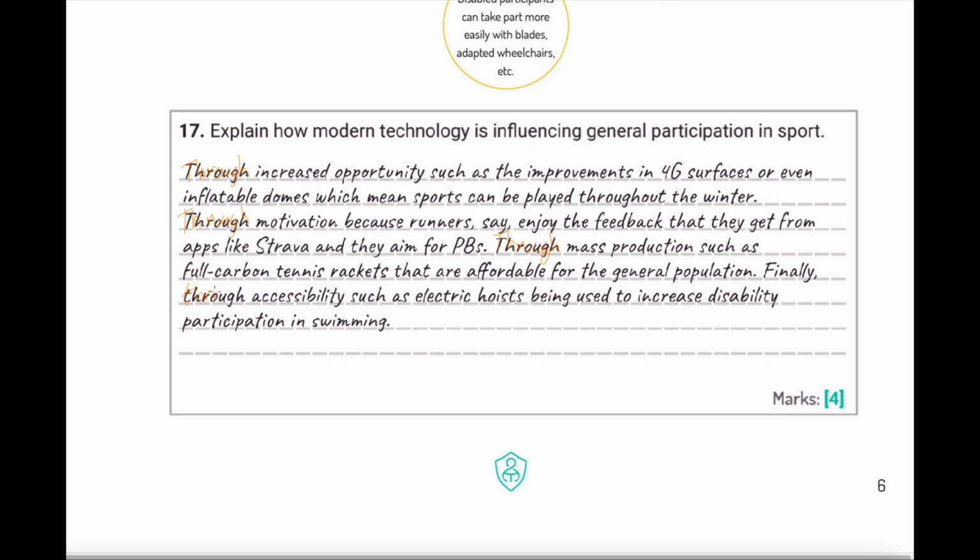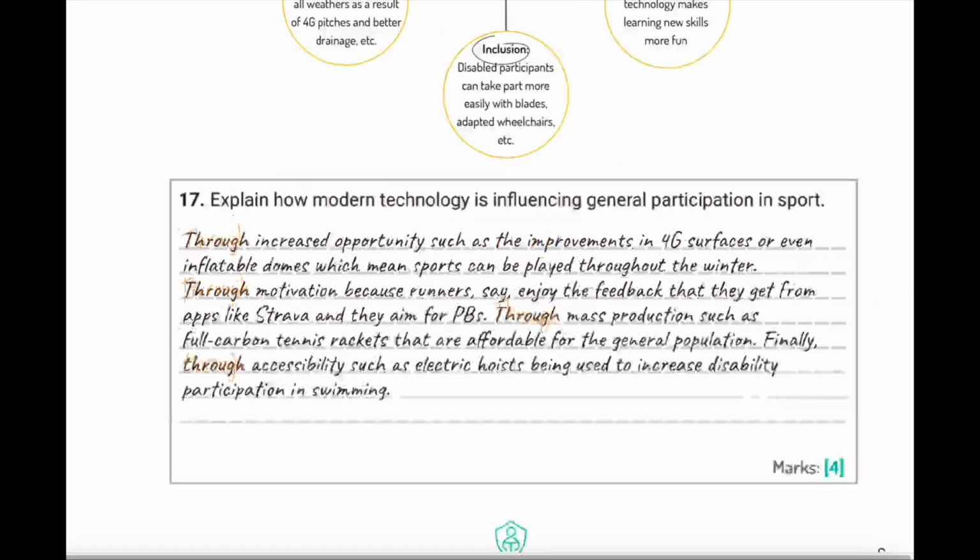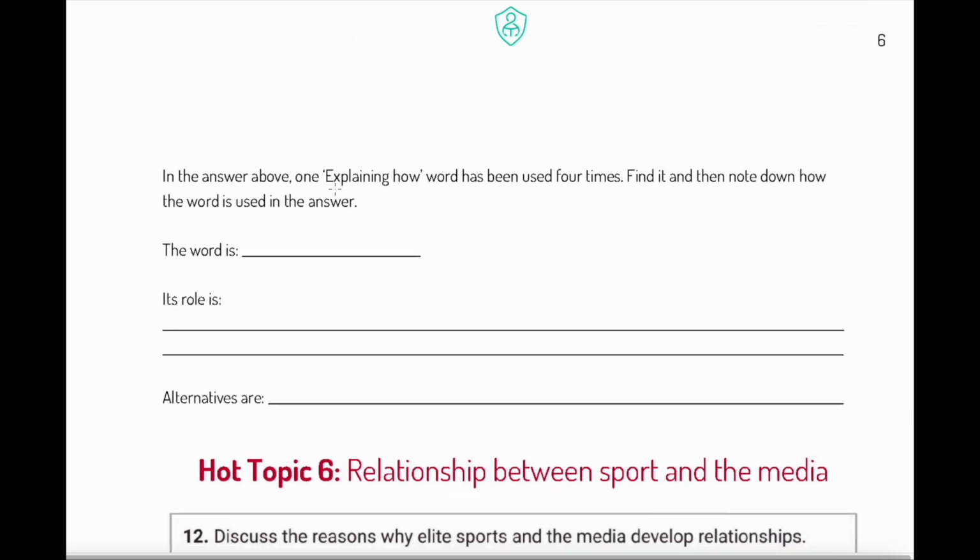Through accessibility such as electric hoists being used to increase disability participation in swimming. Now you've seen me highlight a word four times there. That is because the answer above, explaining how, has the word used four times. Find it and note down how the word is used. Well, the word is through.